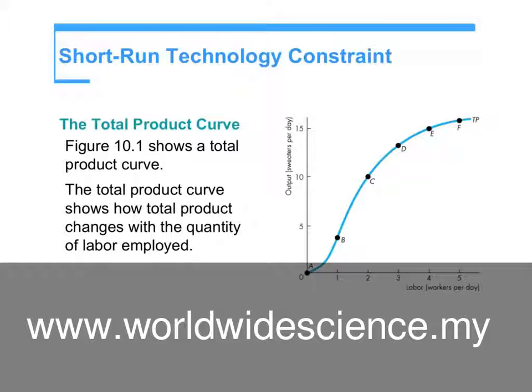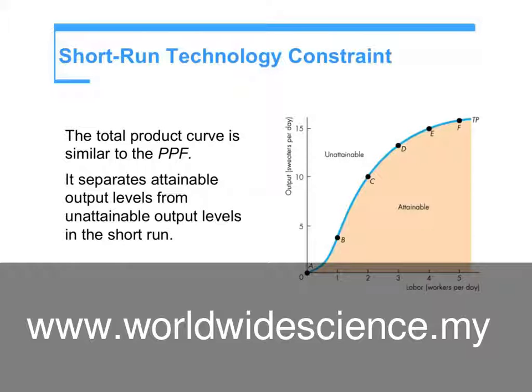So the total product curve is similar to the PPF. It separates attainable output levels from unattainable levels in the short run. So as you can see, the attainable is where we have what we can produce, and unattainable is the part that we cannot produce.